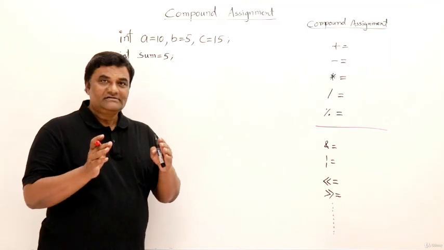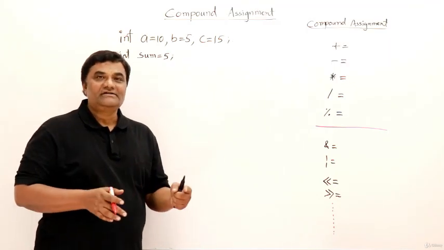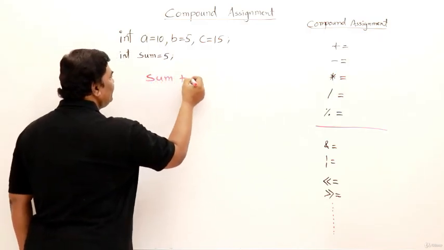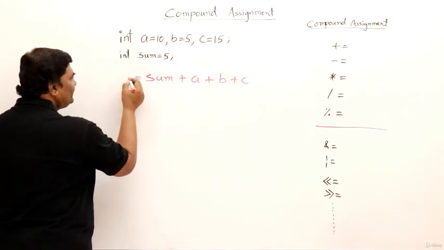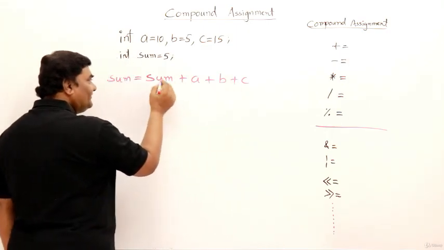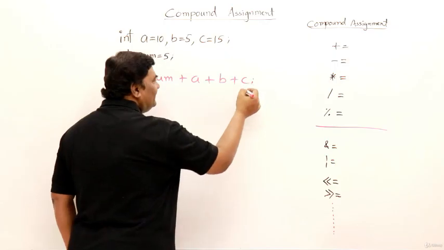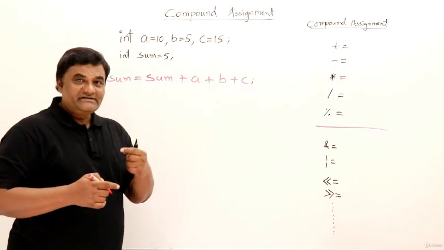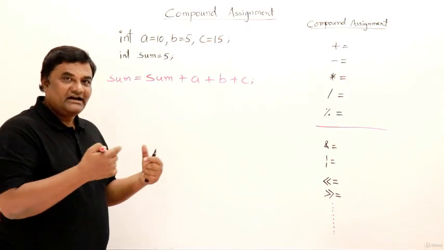I want to add A, B and C together with sum and store the result in sum again. So I'll write the expression sum = sum + A + B + C. All these things are added along with sum and the result is stored in sum. This is in a single statement. Now I want to break it into multiple statements, meaning repeated addition: first A, then B, then C. Let us see how we can do that.